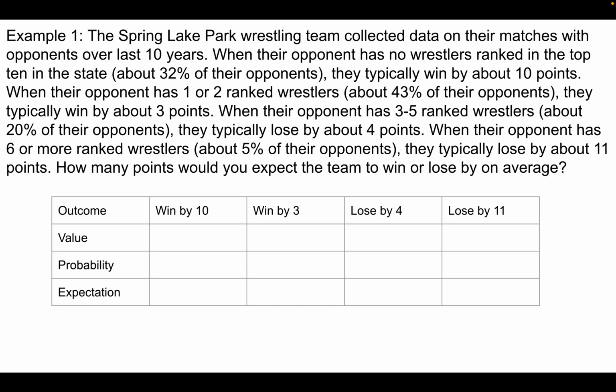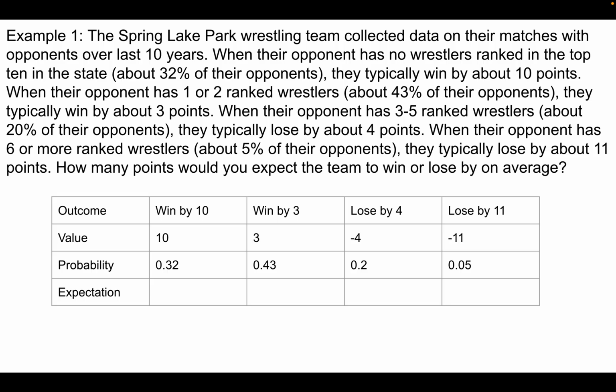Okay, so there's four possible outcomes here. They could win by 10, they could win by 3, they could lose by 4, or they could lose by 11. And so we'll assign values to those outcomes: 10, 3, -4, and -11, respectively. Then I gave you all the probabilities in the problem: 0.32, 0.43, 0.12, 0.15. Now, what you should do at this point is multiply your values and your probabilities together to get your expectations, and then add all your expectations up.